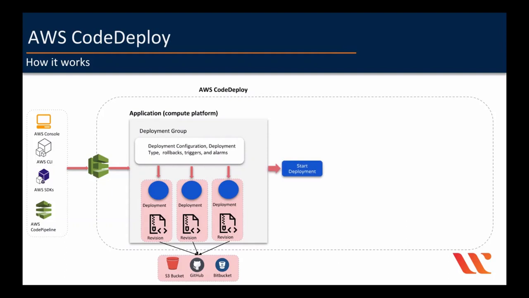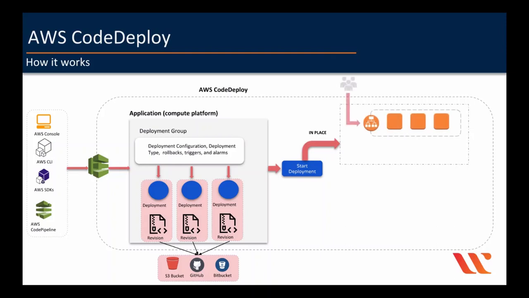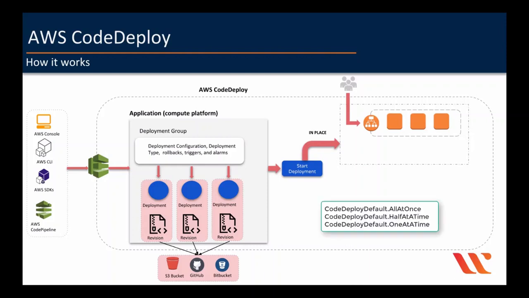And as we discussed, we have two deployment types, right? Let's say we chose in-place deployment, which is only for EC2 and on-premise instances. So we have a fleet of EC2 instances which are under a load balancer and serving requests to customers. So when the deployment starts, CodeDeploy will check the deployment configuration. For EC2 instances, these are the default configurations provided by CodeDeploy.